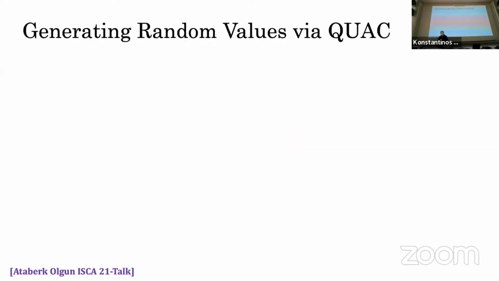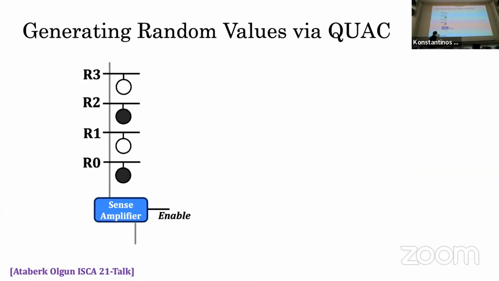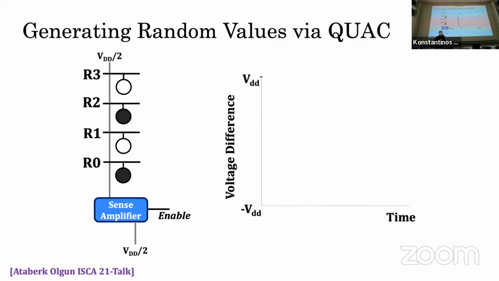Now let's have a look at how this behavior can be used to generate random numbers. In this schematic, you see 4 DRAM cells along the same bit line. Note that the charge level in the DRAM cells alternates. So the black ones are logic 1, and the white ones are logic 0. Logic 1 is charged, 0 is uncharged. Initially, the bitline voltage is precharged to half VDD. Also here in this figure on the right, you can see the difference between the 2 ends of the bitline, which is sampled by the sense amplifier.